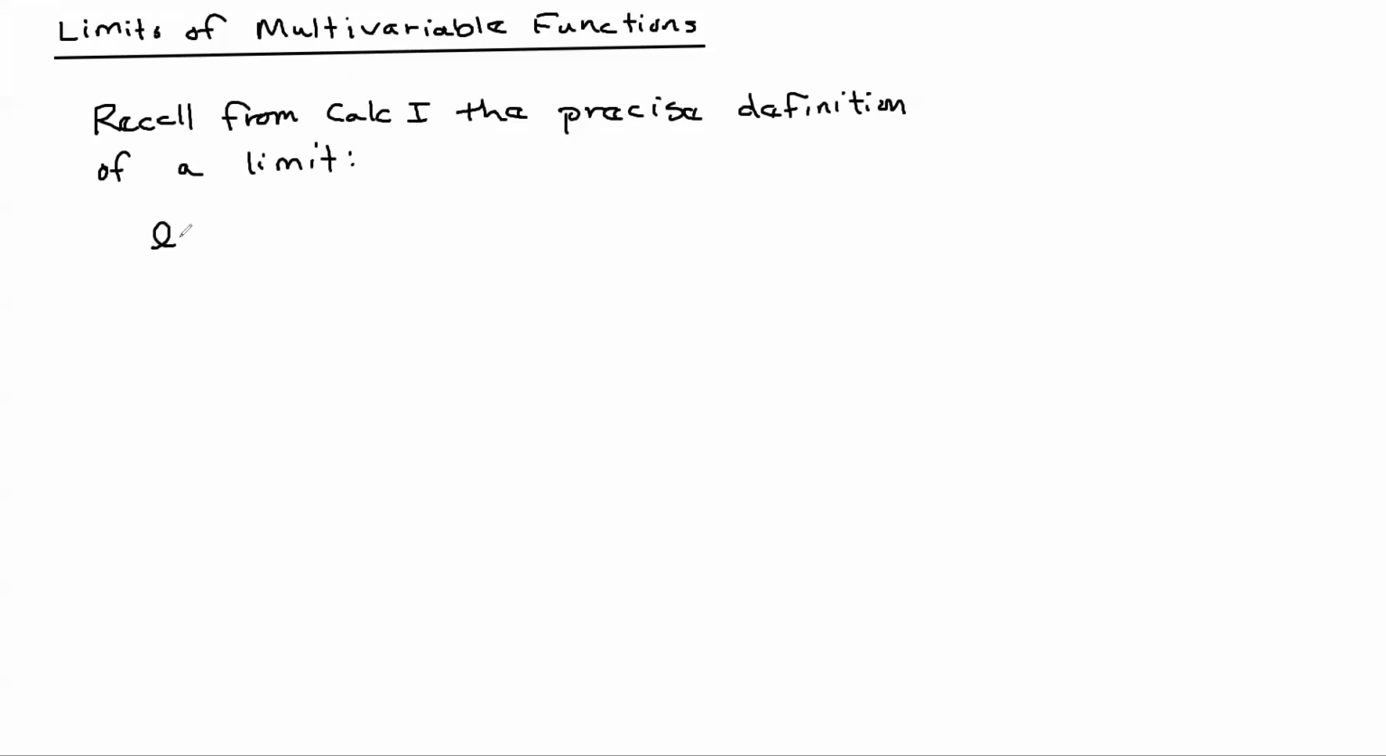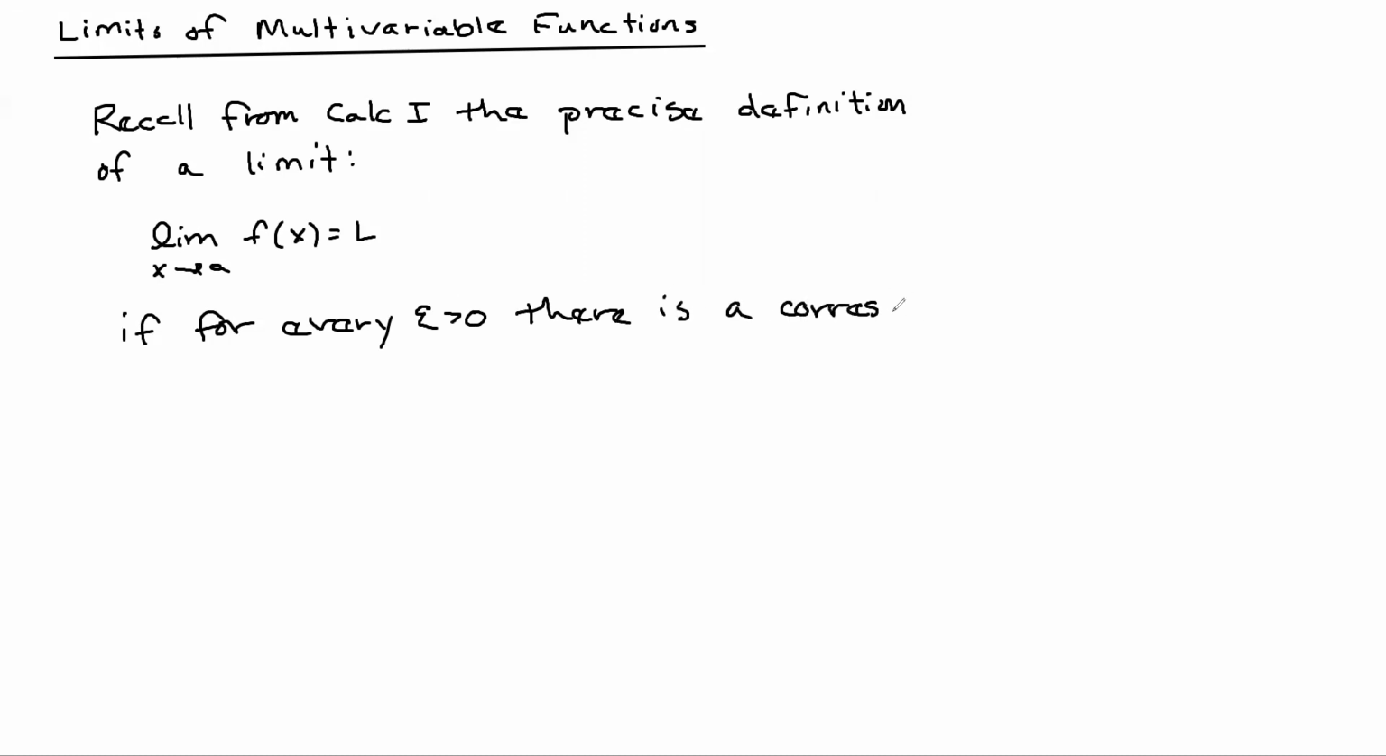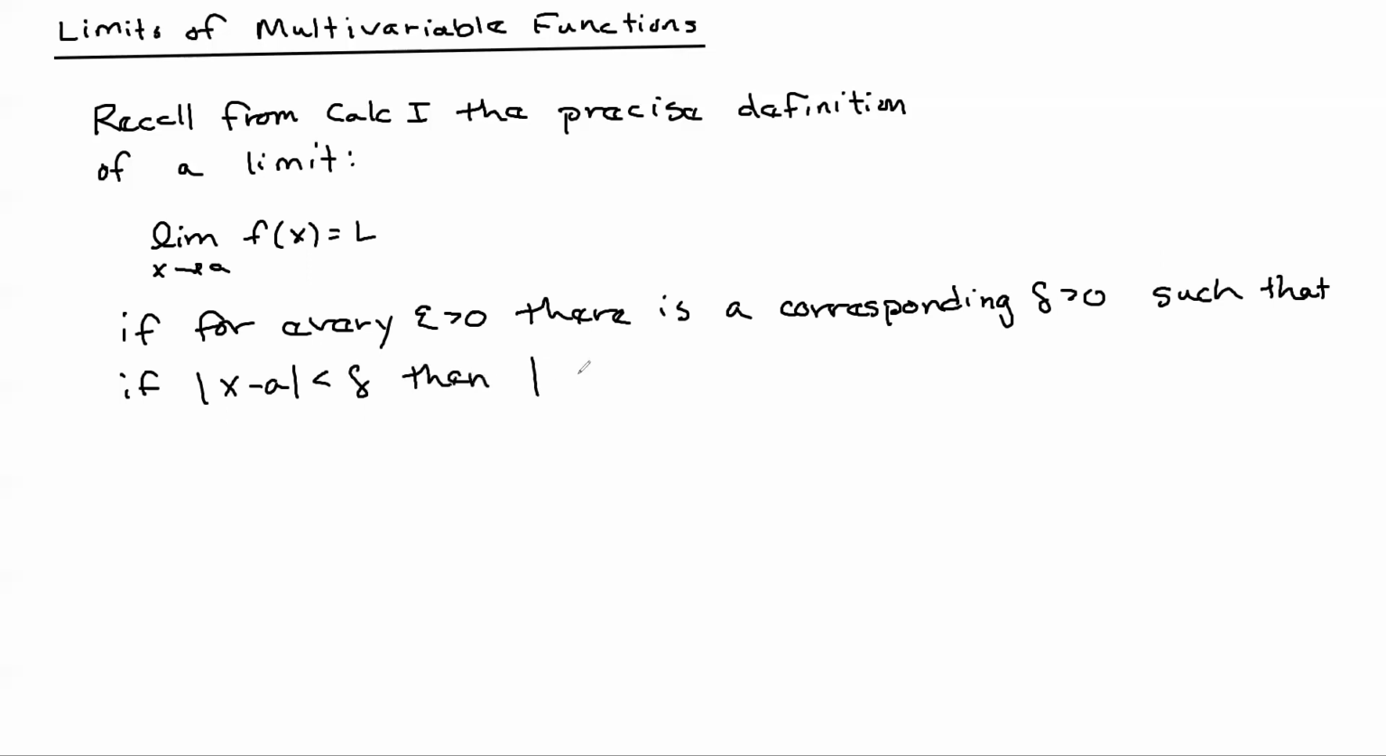Okay, so what does the precise definition say? It says that the limit as x approaches a of f of x equals L if for every epsilon greater than 0, there is a corresponding delta greater than 0, such that if the absolute value of x minus a is less than delta, then the absolute value of f of x minus L is less than epsilon.